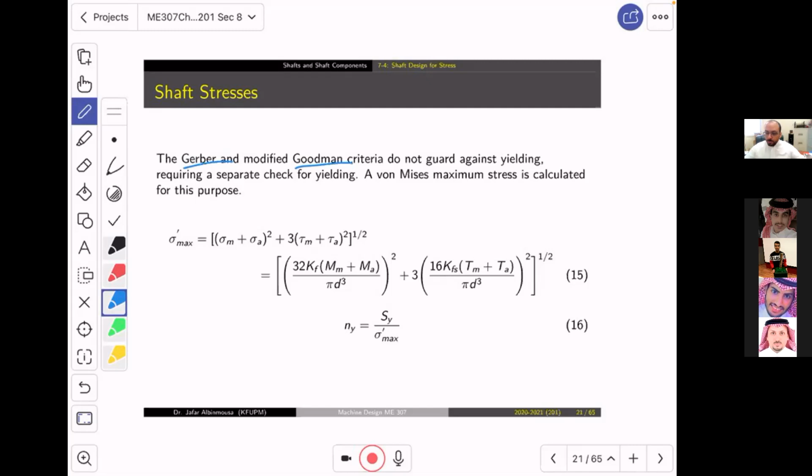But in general, you better use the maximum equation using Goodman, using the distortion energy, which is von Mises, to find the maximum equivalent stress, and then divide SY by that maximum to find the factor of safety, guarding against yielding. I'm going to stop here, guys.